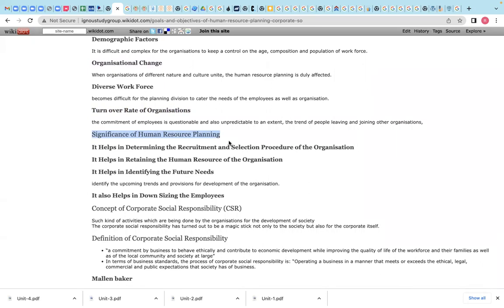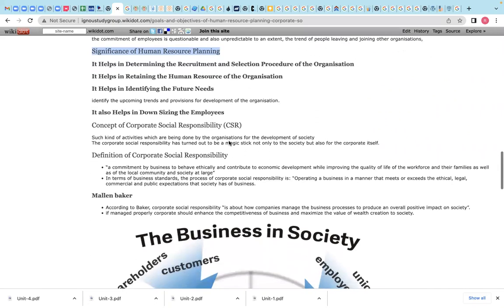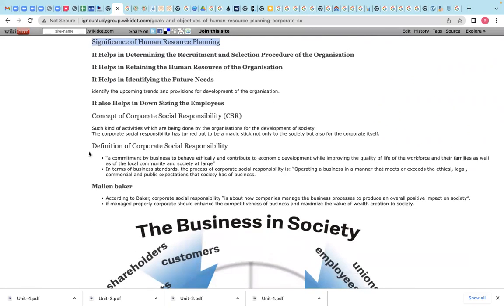So next is significance of human resource planning. Okay, so it will help you to identify future needs. It will help you to retain human resources within the organization, right? It will help you to recruit. At the same time, it will also help you to downsize your employees. That means if people are leaving, you'll be able to manage the downsizing. Or rather, if the organization needs to remove or cut the resources, then also it would be able to manage recruitment, retaining, future needs, and downsizing. These are the four significances as far as HR planning is concerned.